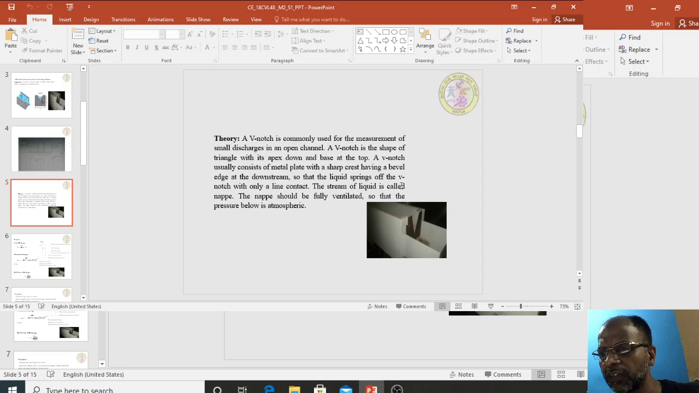The stream of liquid is called the nappe, that is the flow of liquid from here to here. When the flow is low, here; when the flow is high, here, that is called the nappe. A nappe should be fully ventilated so that the pressure below is atmospheric pressure.